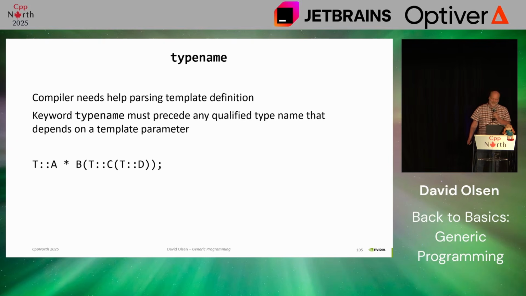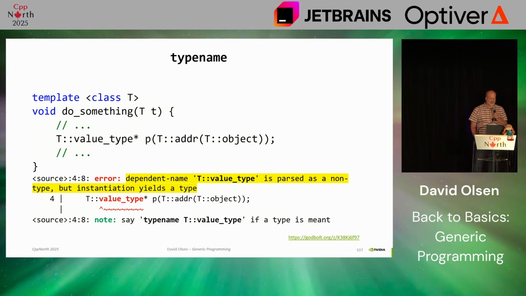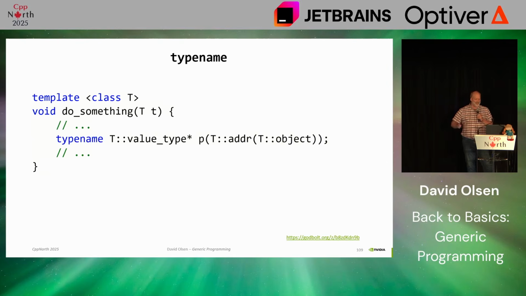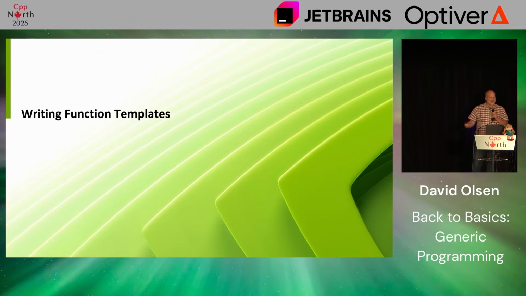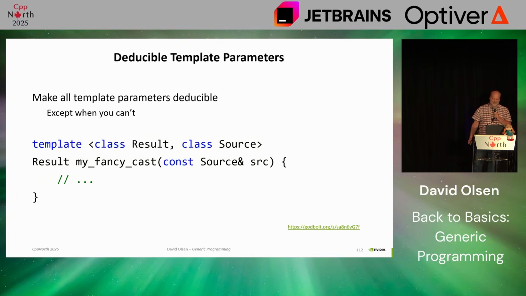If a name depends on a template parameter, the compiler doesn't know how to parse this. Humans know that value_type is the type name, so this is a variable definition, but the compiler assumes value_type is not a type. The compiler tells us how to fix this. If we do that, it's all good. Writing function templates. Make all template parameters deducible, except when its only use is in the return type.